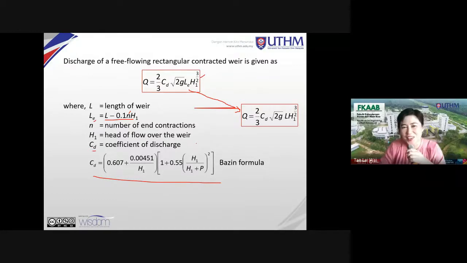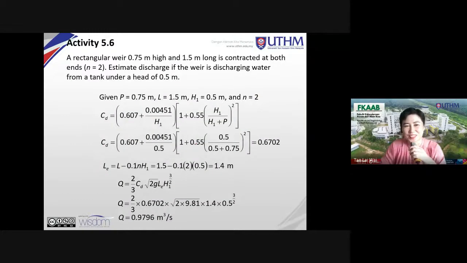Clear. Thank you, doctor. Okay, great. Now, in this case it's contracted at both sides.